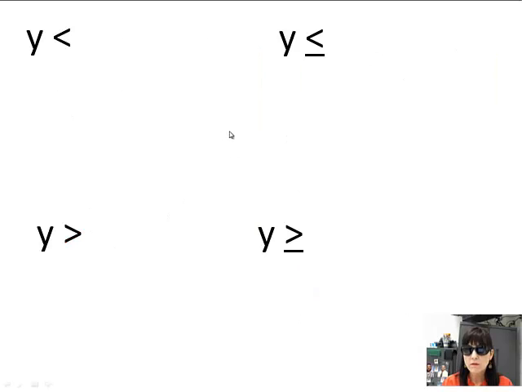Let's review a few points, and then we'll be done with the lesson for today. Y is less than. What am I looking for here? I'm looking for, is it going to be a solid line? Is it going to be a dotted line? Which region are we going to shade? Pause for a moment and see if you can answer all these questions before I give you the answers.